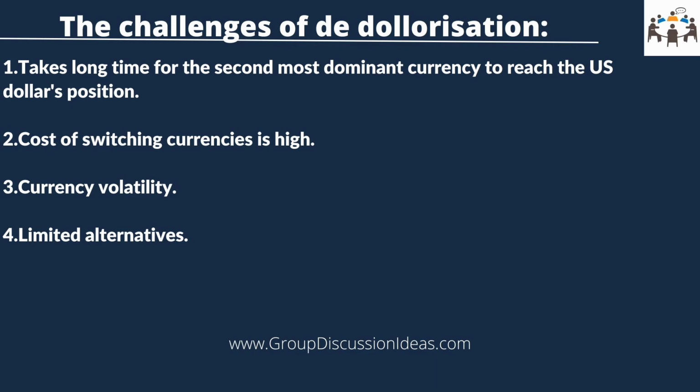Now, what are the challenges of de-dollarization? The US dollar is the most commonly held reserve currency. Most of the international trade happens in US dollars. The euro is currently the second most commonly held reserve currency, representing about 20% of international foreign currency reserves. So, practically, it takes so many years for the second most dominant currency to reach the US dollar's position. Even though the world is moving towards de-dollarization, the pace is very slow.